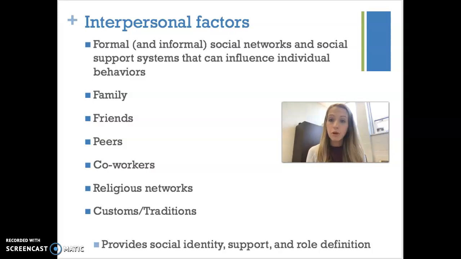So formal and informal social networks and supports influence our behaviors. Our family, our friends, our peers, our coworkers, our religious networks, customs and traditions. And these provide social identity, support, and role definition. One example that we mentioned earlier is if you live with a household of smokers. So you're making that individual choice, but it's also much more influenced because you've grown up in that family environment, and your family, maybe even your friends, are smokers, making that decision to change behavior much harder.